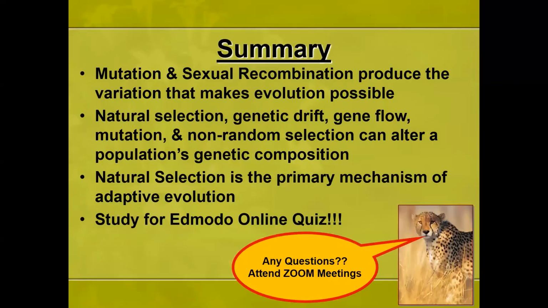So guys, that pretty much ends our notes. We covered 5 agents that cause microevolution. So now we know about natural selection, genetic drift, gene flow, mutation, and non-random mating can all alter a population's genetic composition. Guys, natural selection, once again, though, is the primary mechanism of adaptive evolution.